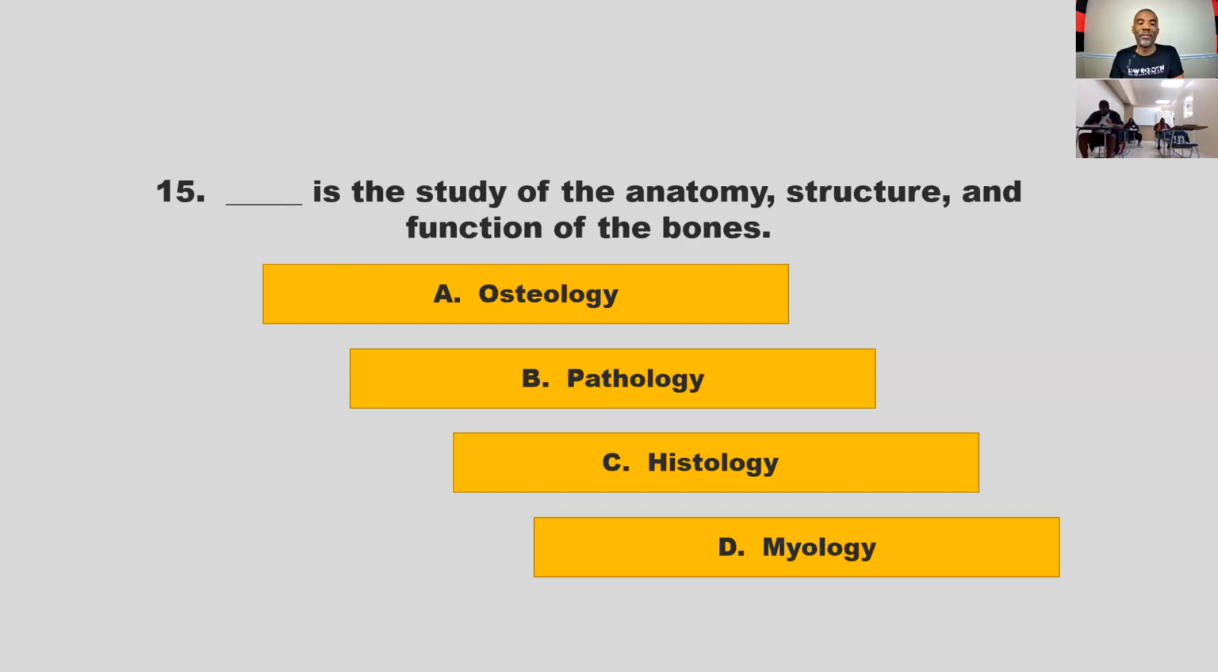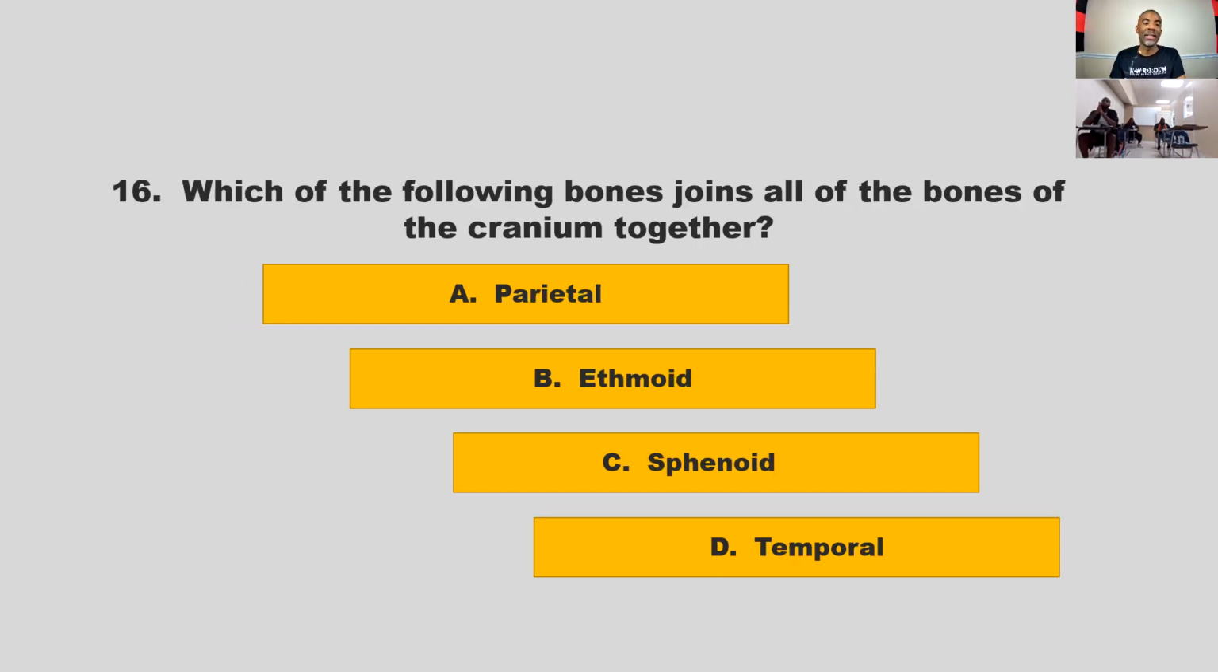Blank is the study of the anatomy, structure, and function of the bones. Histology. That is correct, osteology. Which of the following bones joins all of the bones of the cranium together?